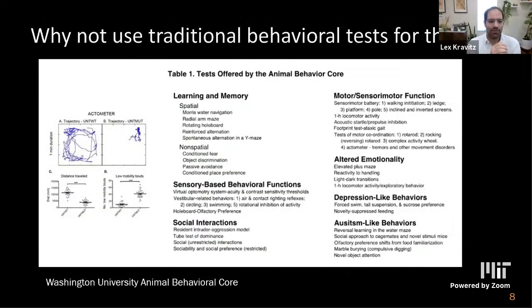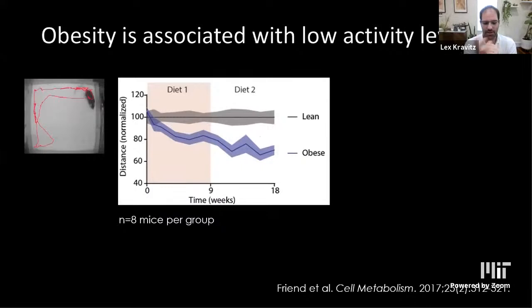So why would we not use traditional behavioral tests? This is a slide from our Washington University Animal Behavioral Core. They offer a range of behavioral testing, and these are very traditional behavioral tests with a long history and a lot that's known about both how to perform the test and the neural mechanisms supporting these behaviors. So why could we not use these tests to get at this big picture question? And the main reason is that these tests are often time consuming to perform, and it's difficult to perform lots of them. So I'll give you an example. This was in 2017.